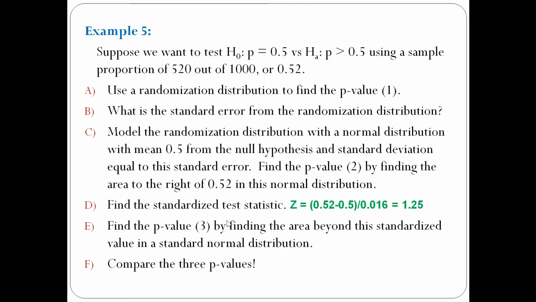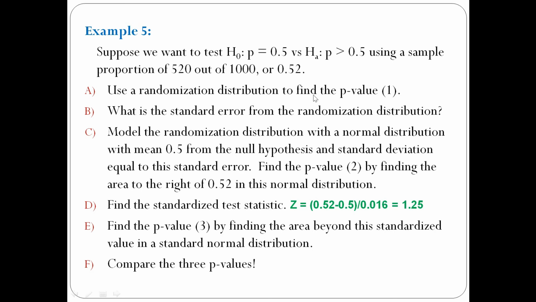Okay, let's try the last example, example 5. So this is again similar to example 4. So if you didn't get example 4, this will be helpful. Try to do this example before you listen to me so you can see if you got it or not. So for example 5, it says, suppose we want to test the hypothesis. You have the null p equals 0.5 versus the alternative p larger than 0.5 using sample proportion of 520 out of 1000. Part A is asking you to use the randomization method to find the p-value.